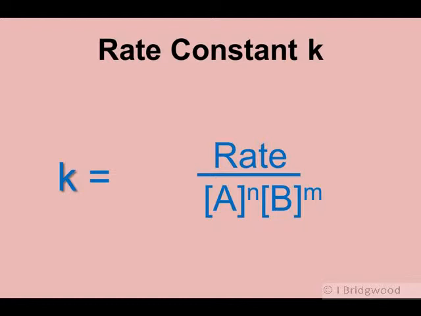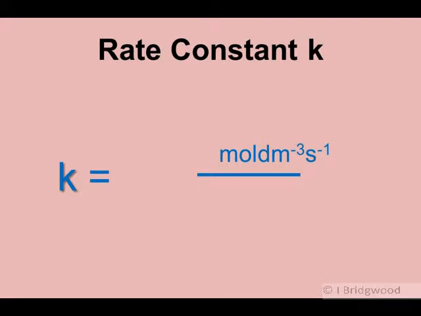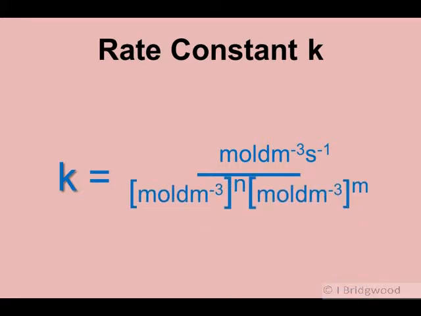Now we can determine the units of k if we know the orders of reaction n and m, because our rate will always have units moles per cubic decimeter per second. Remember, it's change in concentration per unit time. And concentration of A, of course, is going to be moles per cubic decimeter, but we will have moles per cubic decimeter to the power n for the concentration of A, and moles per cubic decimeter to the power m for the concentration of B.